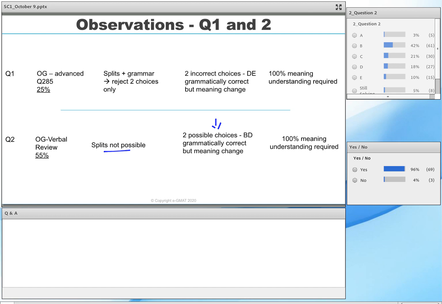And that's why we say 100% meaning understanding is required when you have to make a decision between two answer choices. So for difficult questions, it is going to be the logic that's going to guide you through this. Okay.